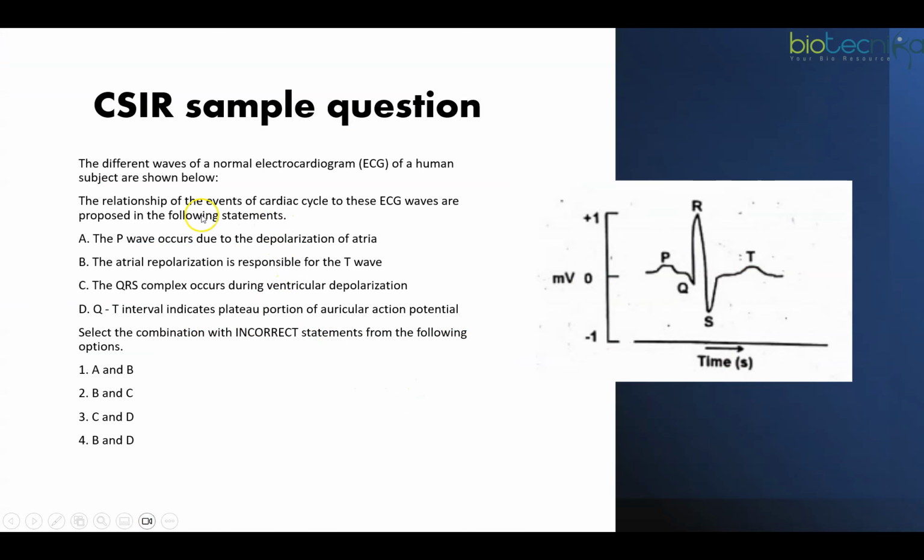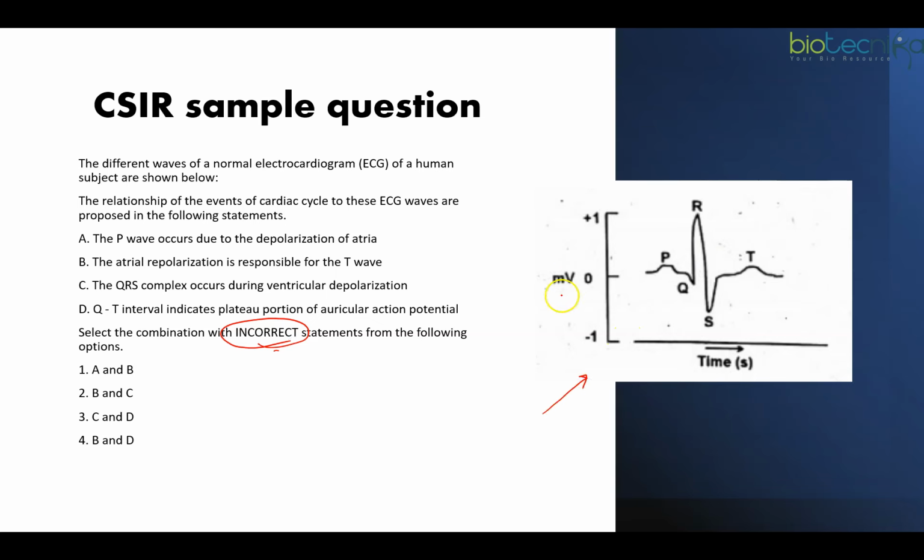Here is a CSIR sample question for that. This is from unit 7. The different waves of a normal cardiogram of a human subject, it is shown over here. And as you can see, they have marked different points in the graph with P, Q, S and T. And they are asking which are corresponding to what is the QRS or what is the P wave or the T wave. And then you have to find out which are the incorrect statements. So this is also an example of a diagram based question.